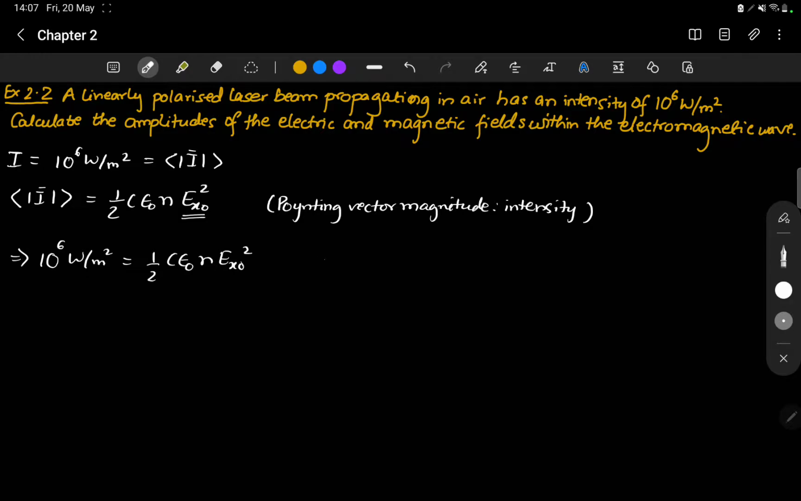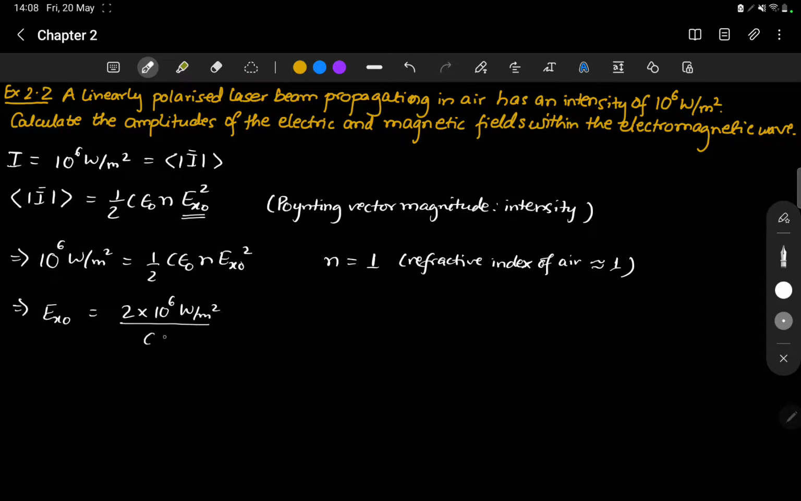So let us just solve this. n is the refractive index. So refractive index of air is roughly taken to be 1. c is the speed of light, and epsilon naught is the permittivity of free space. So let us rearrange. So this is the expression for the amplitude of electric field.